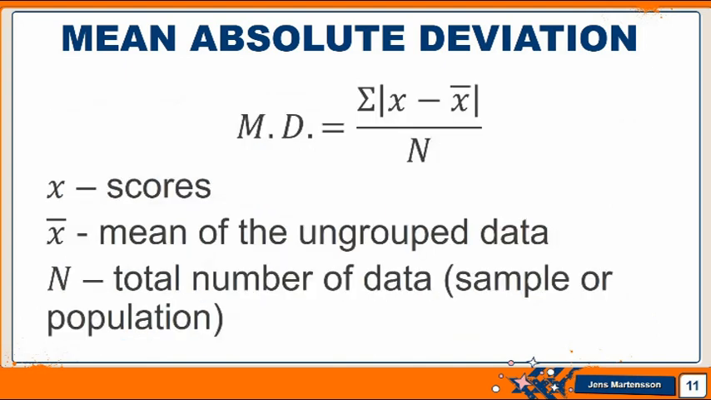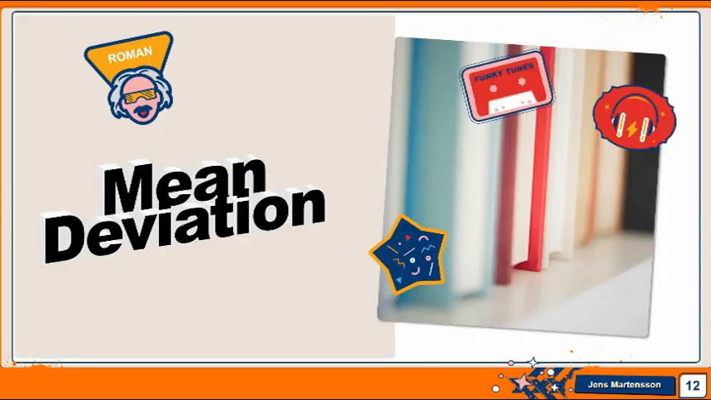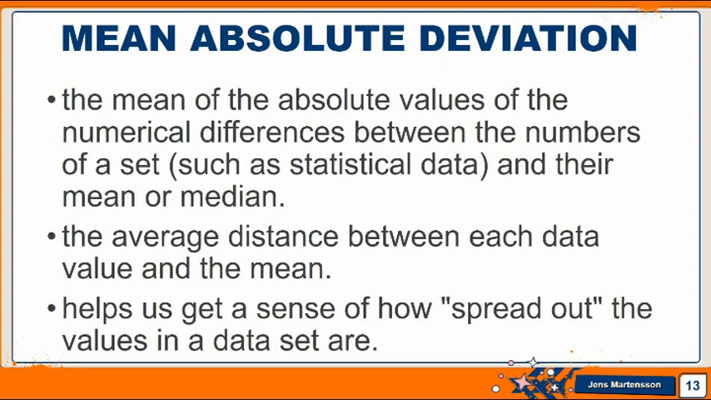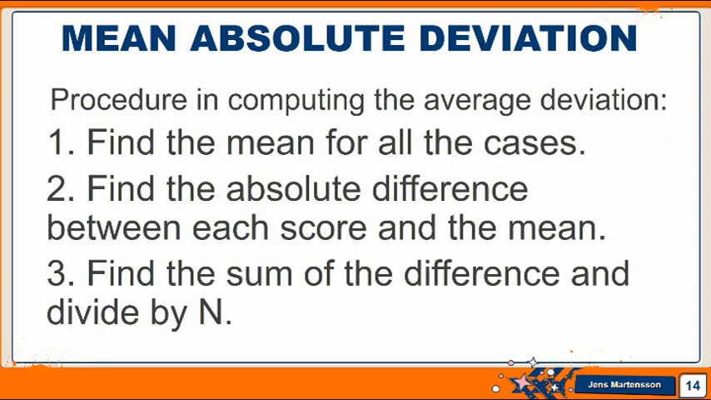Para makuha natin ang mean absolute deviation, we have the summation of the score minus the mean over the total number of data. Kapag nakita natin ito, yung X bar is the mean of the ungrouped data. The procedure in computing the average deviation: first, you find the mean for all the cases. Second, you find the absolute difference between each score and the mean. And third, you find the sum of the differences and divide it by n. At the end of this video, I'll be showing you how to solve for the mean absolute deviation.